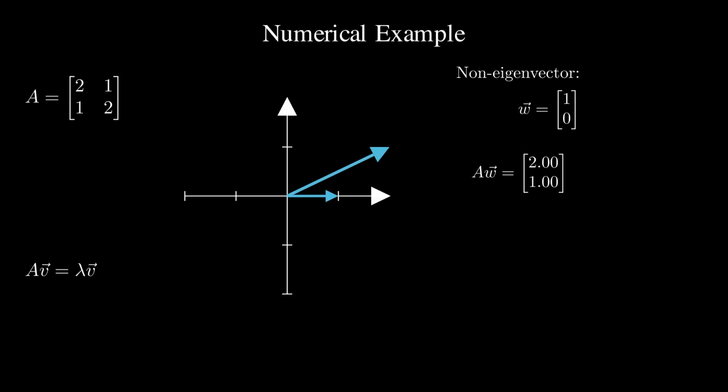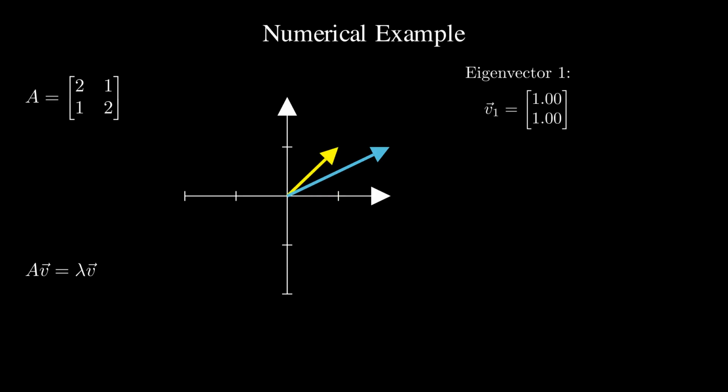When we multiply this non-eigenvector by the matrix A, both its direction and length change. This behavior confirms that it is not an eigenvector. Eigenvectors, as we will see, only scale without changing direction. In comparison, let's look at our first eigenvector and see what happens when we multiply it by matrix A.